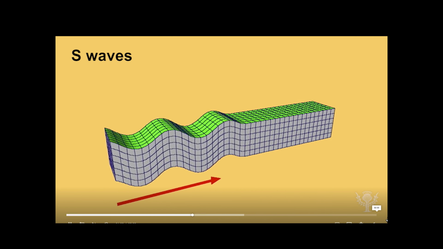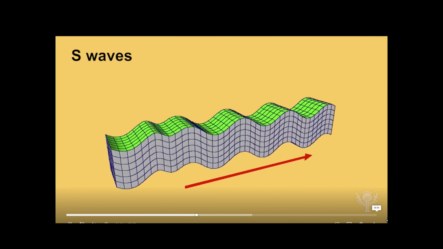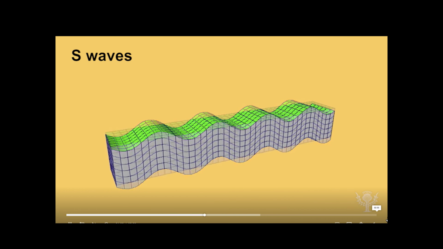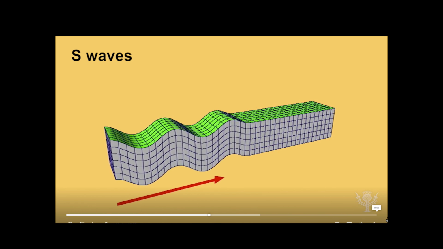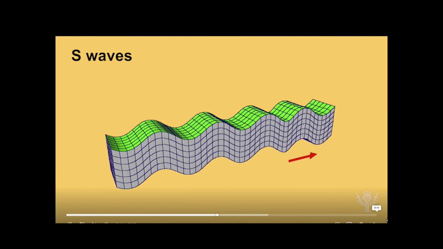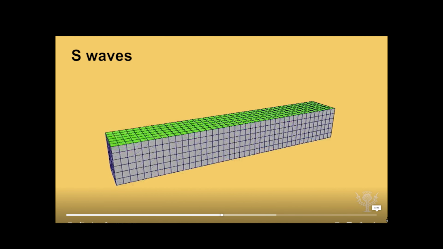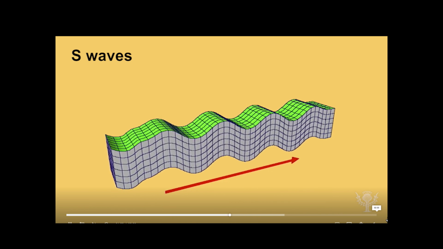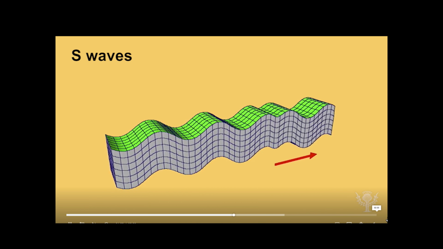S waves shake the ground in a shearing or crosswise motion that's perpendicular to the direction of travel. They move back and forth. These are the shake waves that move the ground up and down and from side to side. They're called secondary waves because they arrive second, after the P waves. Unlike P waves, S waves can travel only through solid materials.